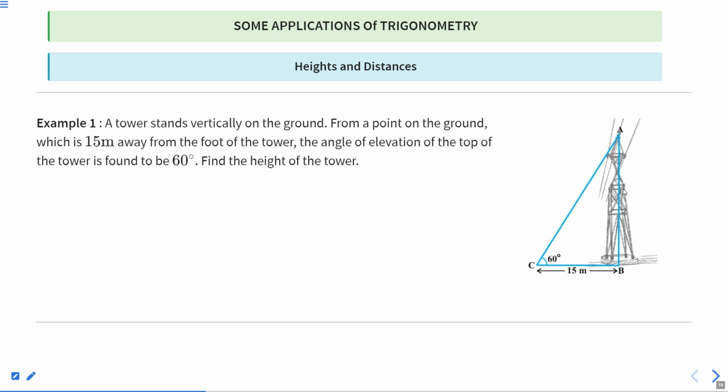So we need to find AB, and here AB is basically the height of the tower, and we have been given the distance from a point on the ground which is 15 meter away from the foot of the tower. And we have also been given the angle of elevation, which is 60 degree. Now we have to find the height of the tower.